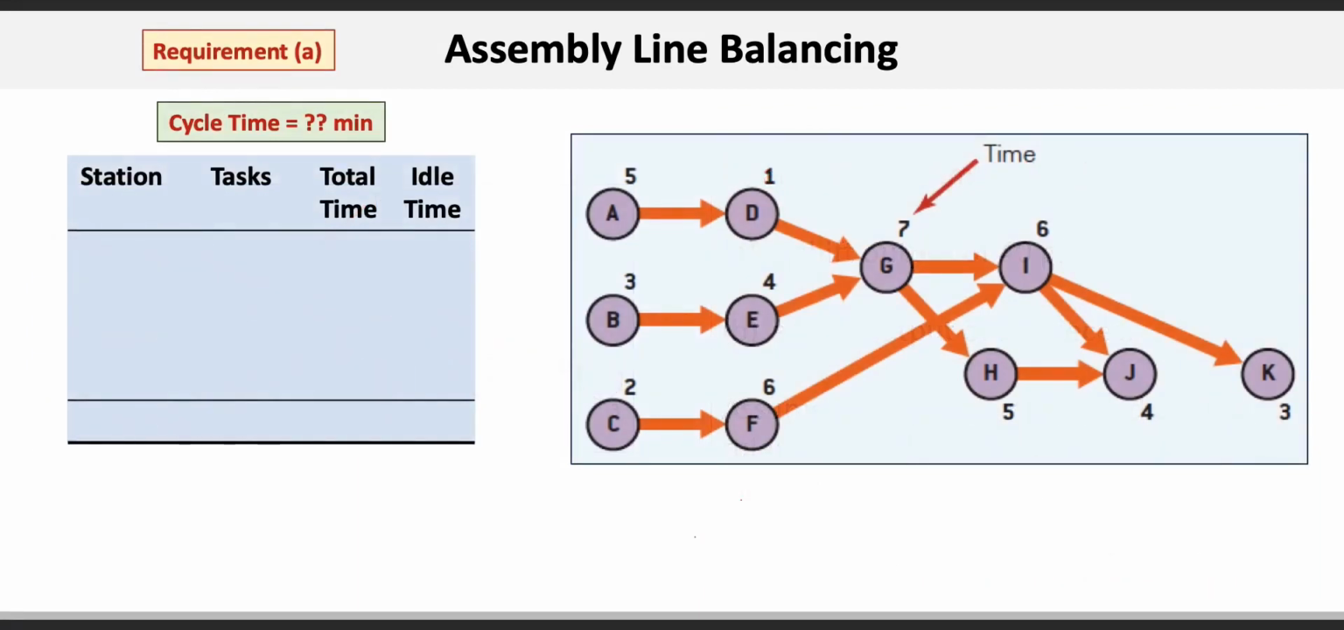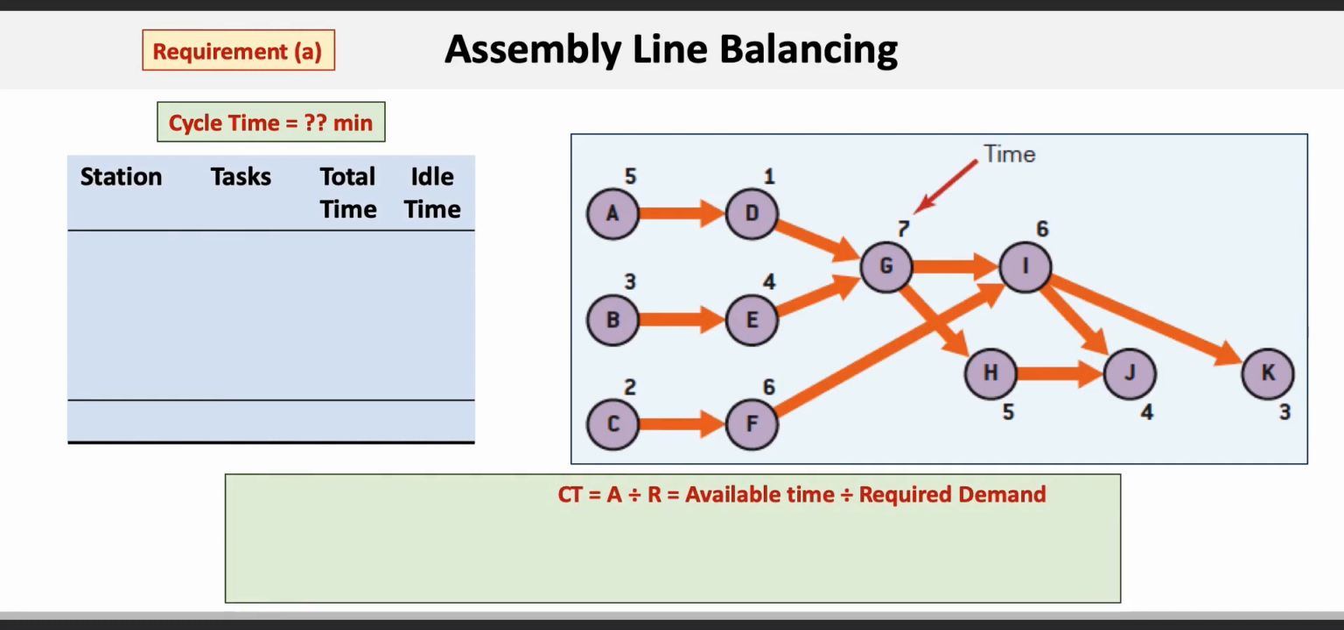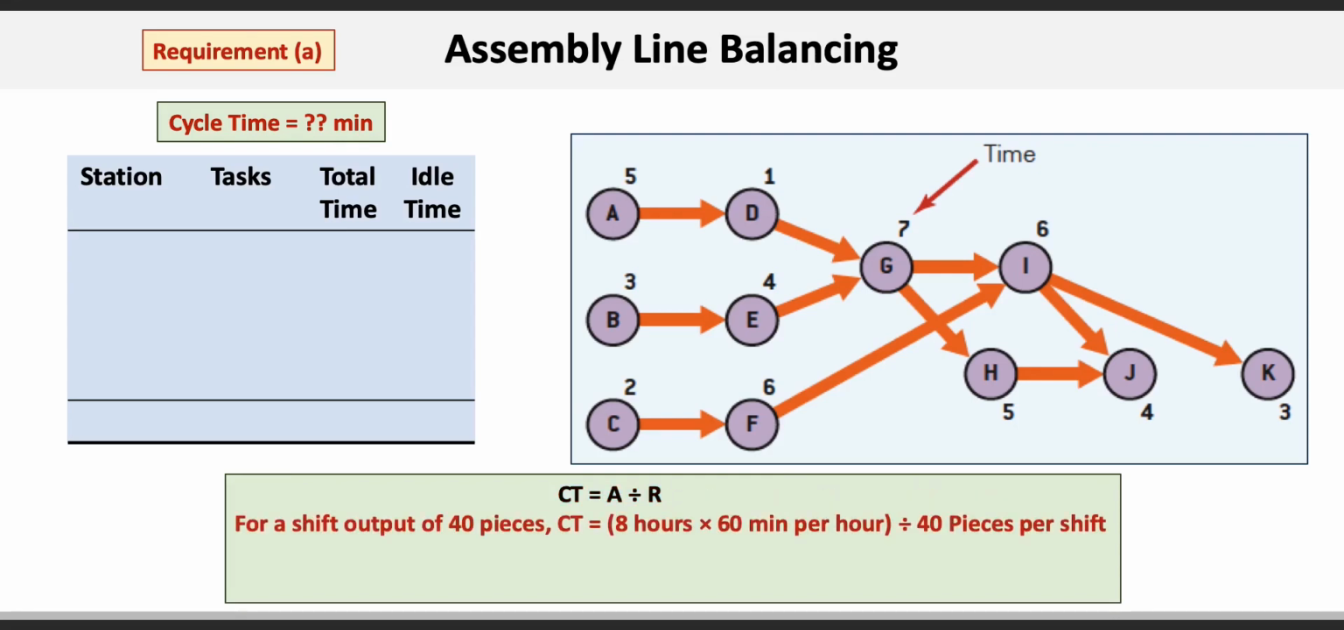In order to balance an assembly line, we first need to know the cycle time to determine how many tasks can be combined into a workstation. The cycle time, or CT, can be calculated as A divided by R, where A is the available time in a shift and R is the total required demand. For a shift output of 40 pieces, CT is equal to 8 hours times 60 minutes per hour divided by 40 pieces per shift. That results in 480 minutes per shift divided by 40 pieces per shift, or 12 minutes per unit, and that's the longest time a workstation can have.